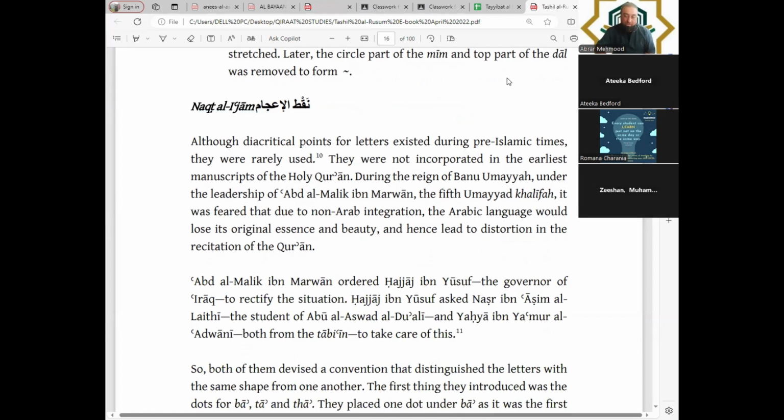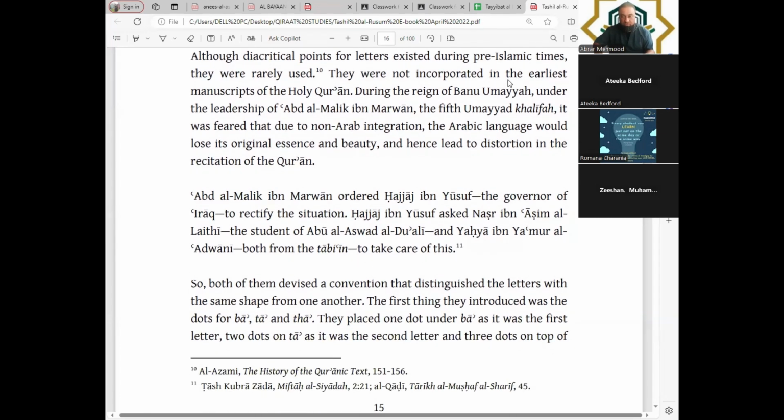During the reign of Banu Umayyah, under the leadership of Abd al-Malik ibn Marwan, the 5th Umayyad Khalifa, it was feared that due to non-Arab integration, the Arabic language would lose its original essence and beauty, and hence lead to distortion in the recitation of the Quran. Abd al-Malik ibn Marwan ordered Hajjaj ibn Yusuf, the governor of Iraq, to rectify the situation.